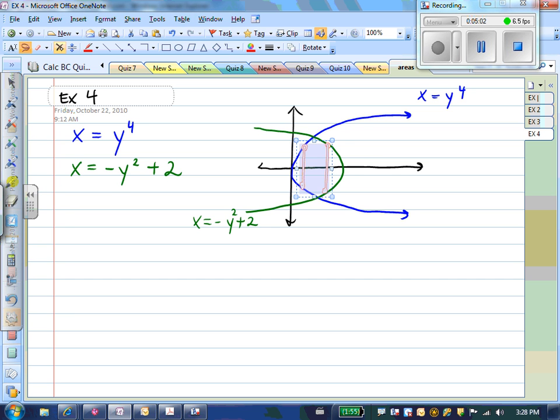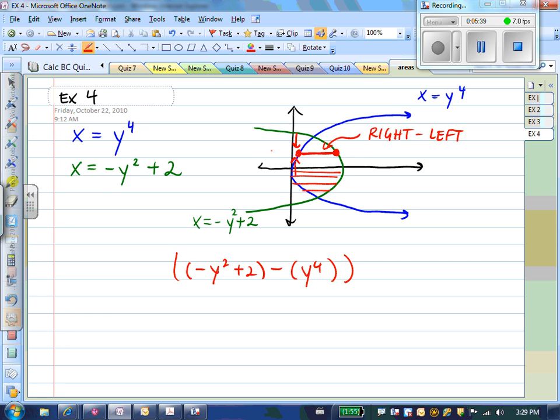So instead of doing top minus bottom, we can actually change our orientation and build the rectangles going this way. In this case, it's going to be right minus left. So the height of the rectangle is going to be the right side minus the left side. In this case, the rightmost function is the green one, which is negative y squared plus 2. The leftmost function is the blue one, which is y to the 4th. So that's the height of the rectangle.